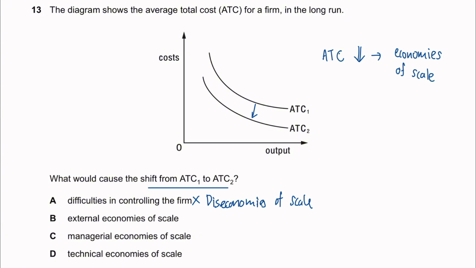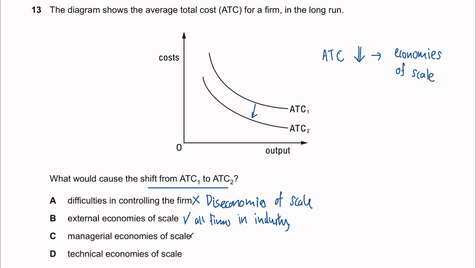B, external economies of scale. Okay, it's correct. So this just means that there are external cost saving methods that benefit all firms in the industry. For example, there is improvement in industry infrastructure or more efficient workers. So this will cause a shift in the ATC curve downwards. So yeah, this is correct.